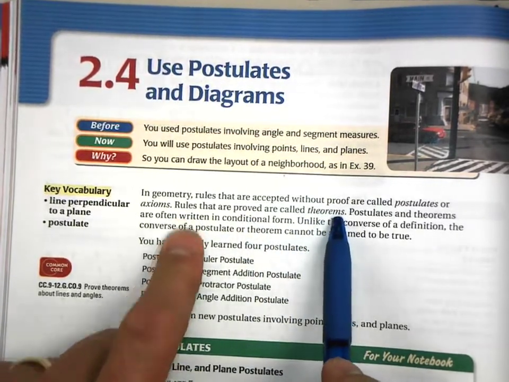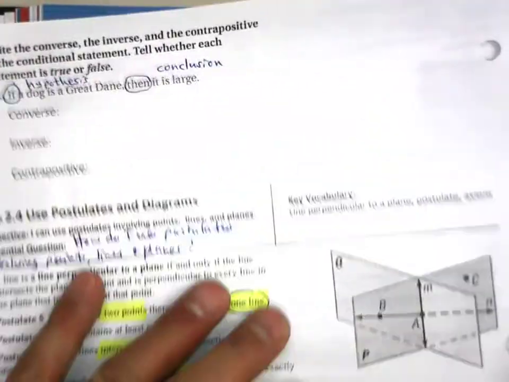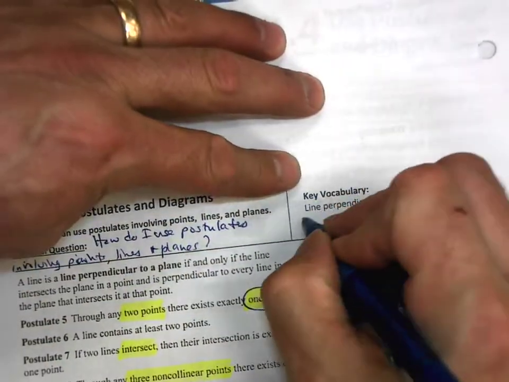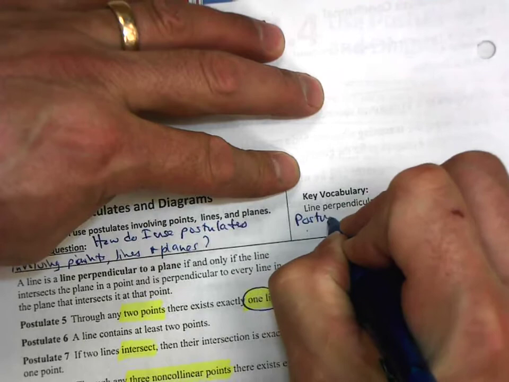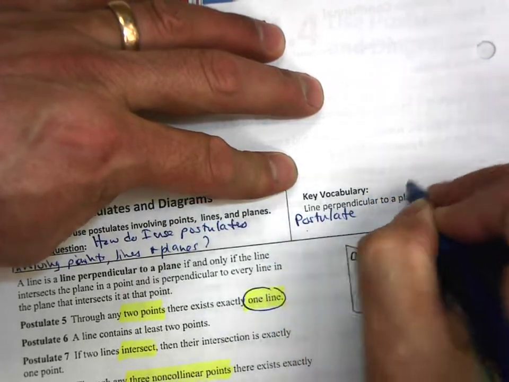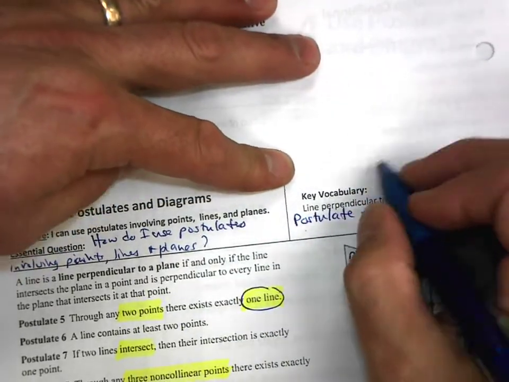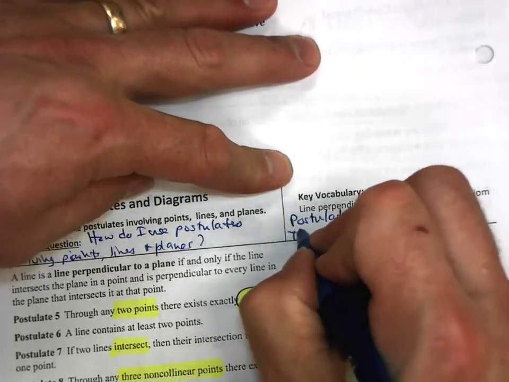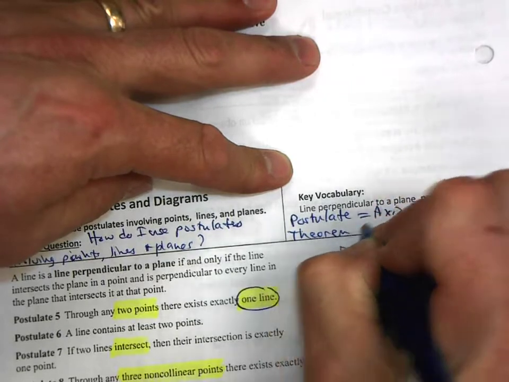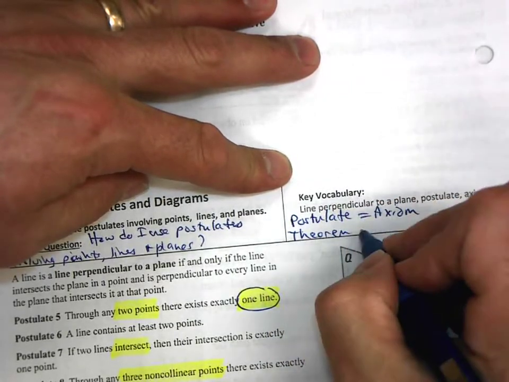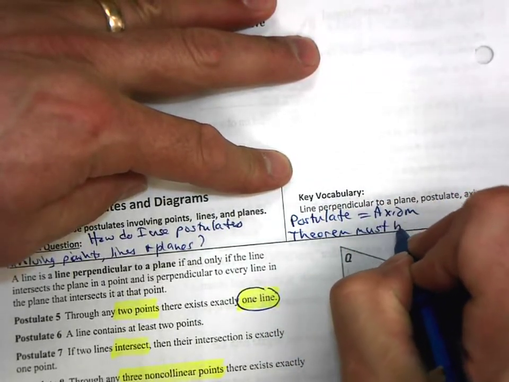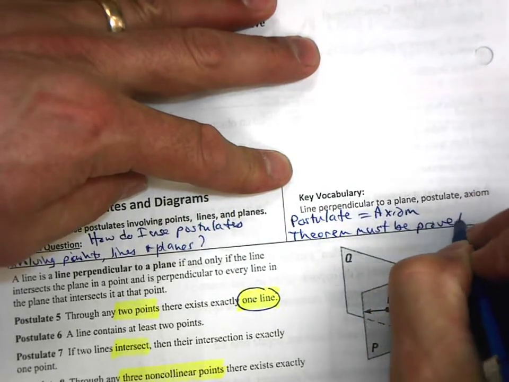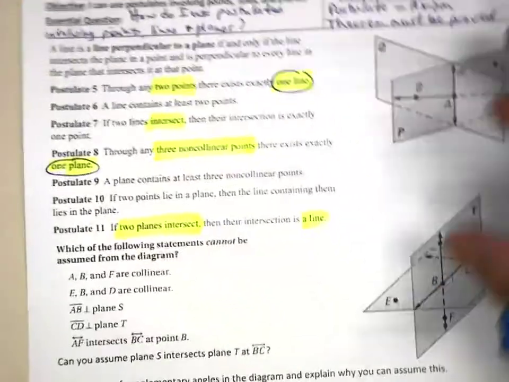Those are called theorems. Okay, so in fact, let's go ahead and do that. Go ahead and write postulate in key vocabulary, postulate equals axiom. Okay, and then theorem must be proved. Okay, so what are some postulates or axioms that we want to look at here?